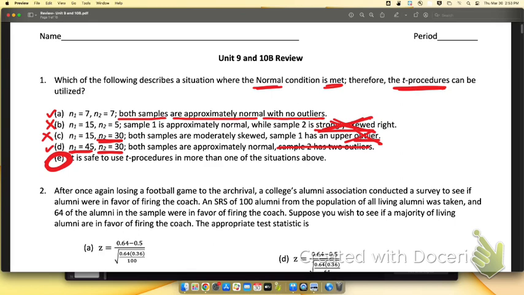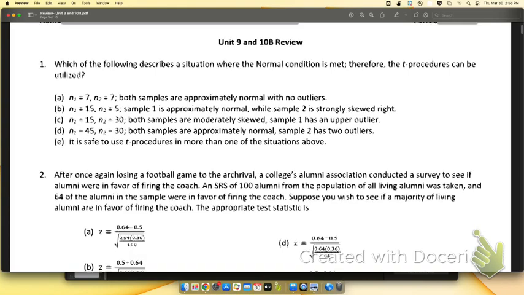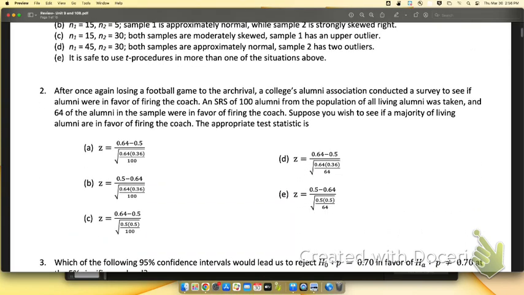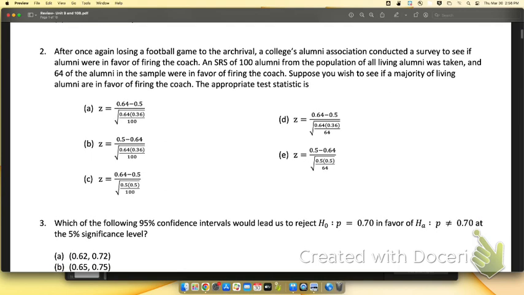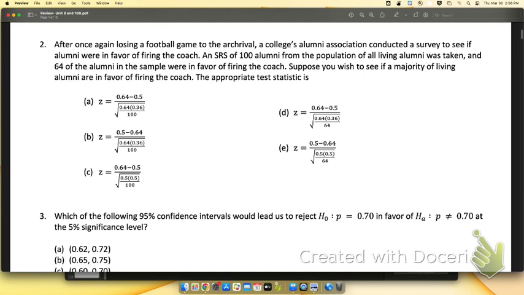All right, number 2. After once again losing a football game to their arch rival, the college's Alumni Association conducted a survey to see if the alumni were in favor of firing the coach. An SRS of 100 alumni from the population of all living alumni was taken, and 64 were in favor of firing the coach. Suppose you wish to see if a majority of living alumni are in favor of firing the coach. What is the appropriate test statistic? So we're looking at a proportion here, so obviously it's going to be a Z test statistic.